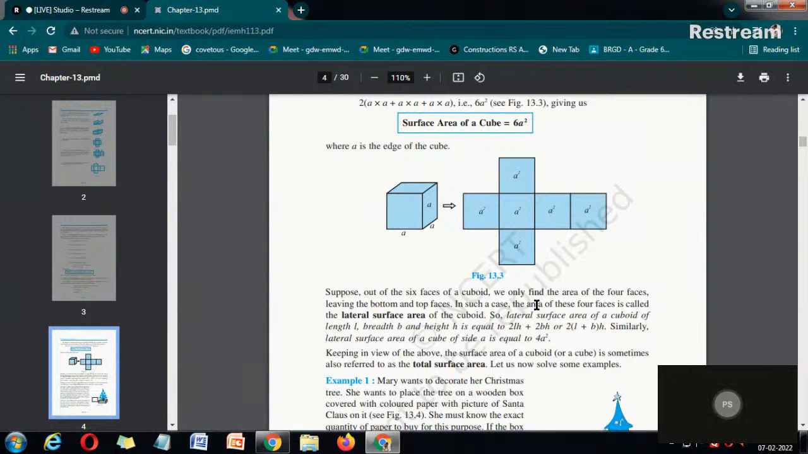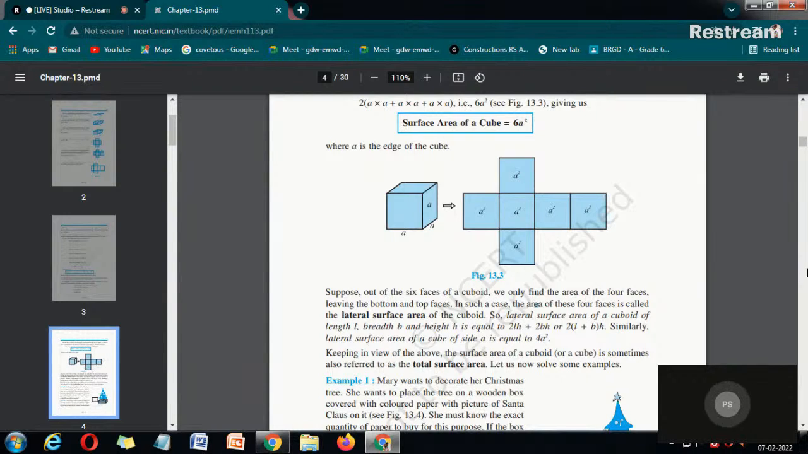Okay, so the lateral surface area is okay. Lateral surface area of a cuboid is 2h into (l plus b). The lateral surface area of a cube is 4a square. The total surface area of a cube is 6a square, and the total surface area of a cuboid is 2 into (lb plus bh plus hl). Okay, so this is clear, right? So now let's go with our 10th class introduction and then go with our examples and exercise problems.